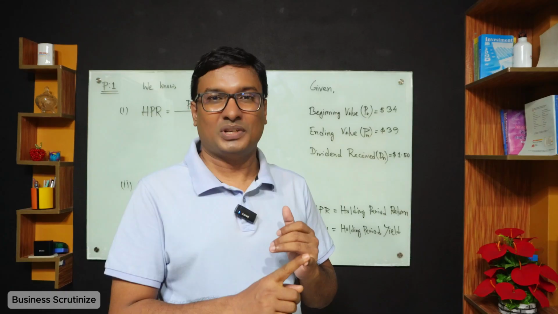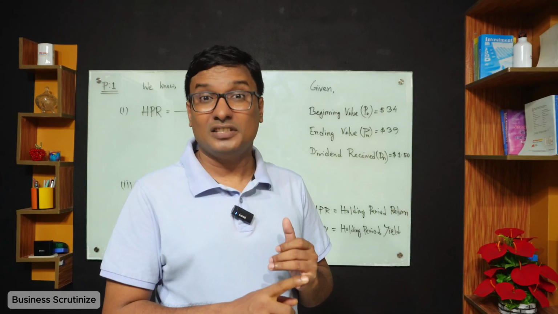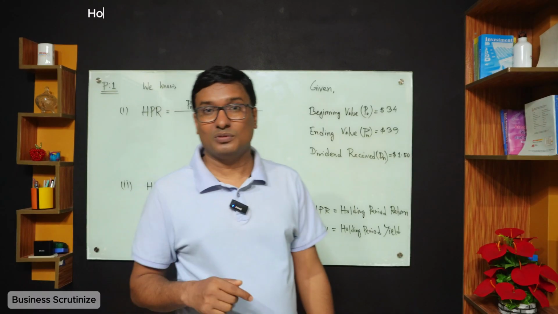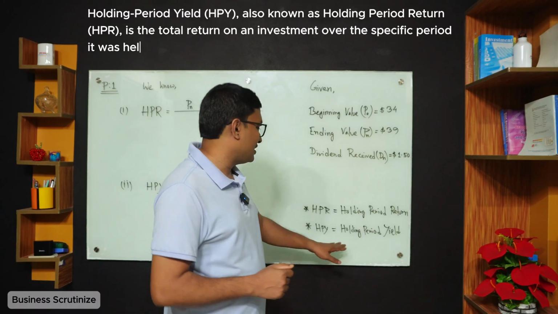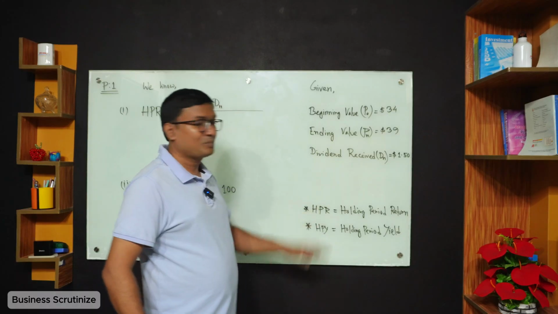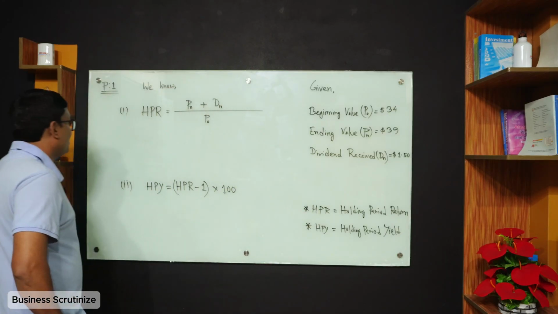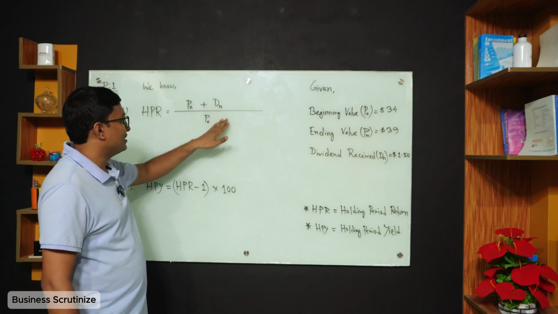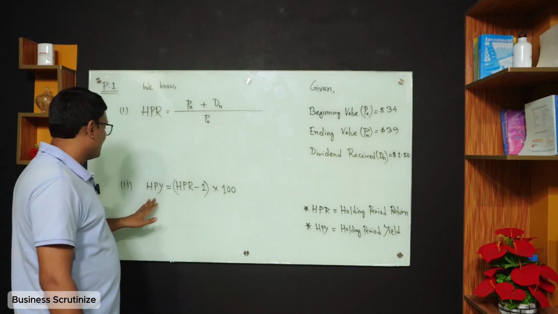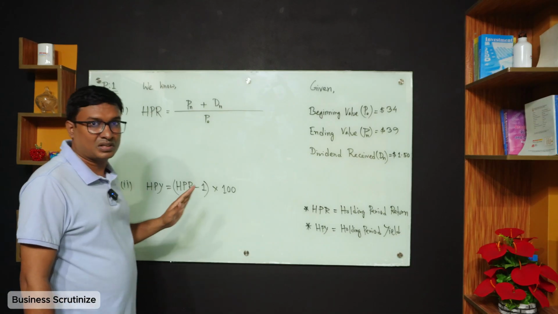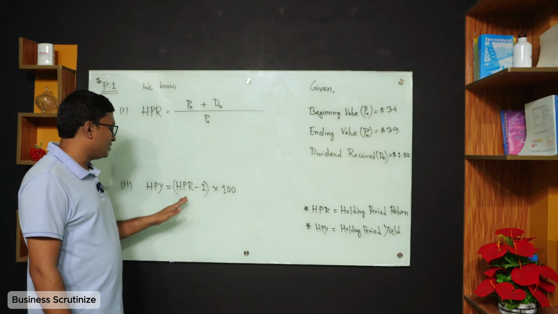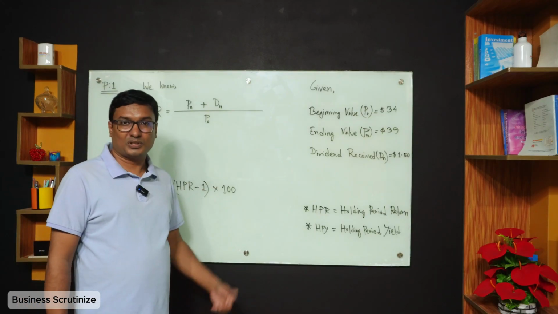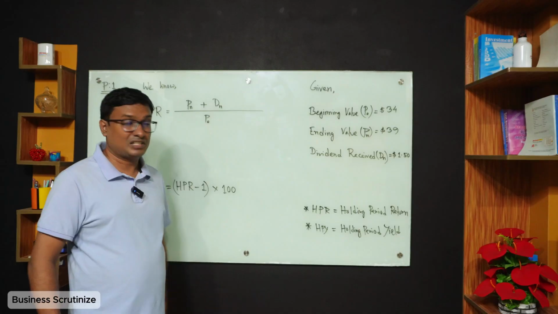Requirement number 1: we have to compute HPR, which means holding period return. The second requirement is HPY, which is the rate of return, called the holding period yield. For the first requirement, the formula is Pn plus Dn divided by P naught. The second requirement is the simplest form of return, HPY, where we subtract 1 from the HPR and multiply by 100, because we have to show it as a percentage.